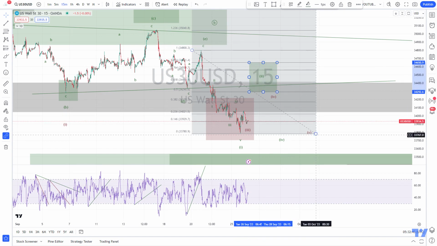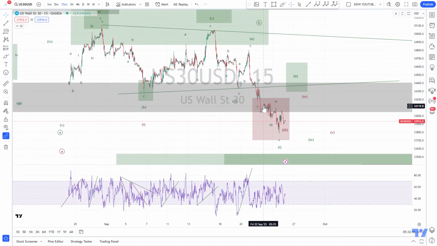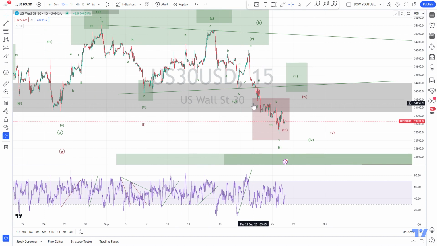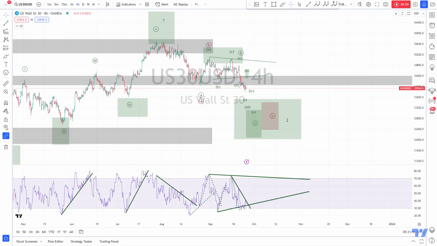So that's my forecast for today. I would soon expect some kind of corrective move up. Then I would like to see how this move actually looks, because don't forget, from a swing perspective, we actually have enough to finish this.